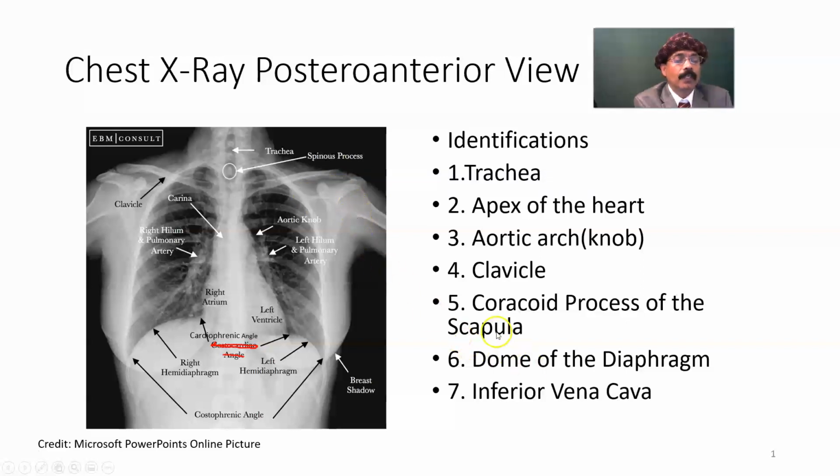Then we'll go to the dome of the diaphragm. Here is the right dome of the diaphragm. Here is the left dome of the diaphragm. In this image, they use the word hemidiaphragm. The right dome of the diaphragm is a bit above the left dome because the right lobe of the liver is bigger than the left lobe of the liver.